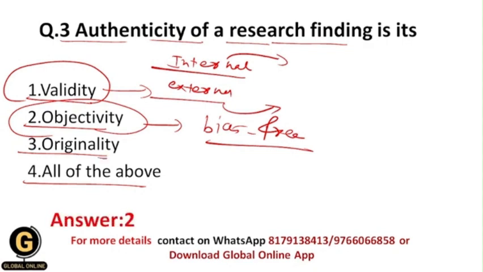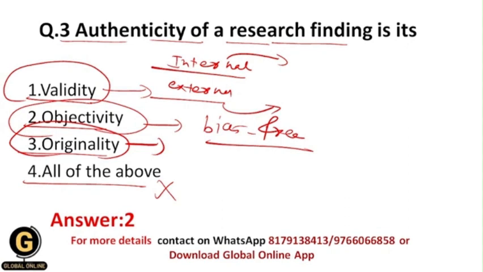Okay, now what is originality? So again, originality means that it is original, it is not duplicate, it is not like we have copied it from somewhere else. So again, originality is a concept which comes under objectivity, because objectivity is a bigger concept. And it includes validity and originality as well, and that's why the correct answer to this question is objectivity, not all of the above. Because you can give the authenticity of a research finding in terms of its objectivity, not its validity, and not its originality. Okay, all of you getting?